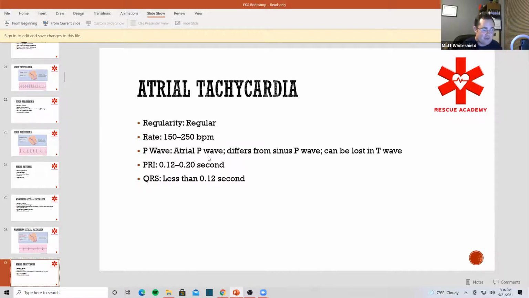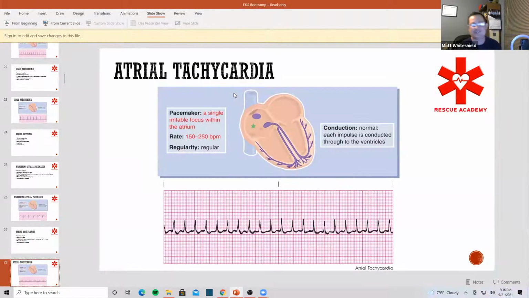We do have P waves, right? Even though it says it can be lost in the T wave, which I've already told you it will be, which makes it very hard to tell what exactly it is. That's why we call it supraventricular tachycardia. But this is known as atrial tach.